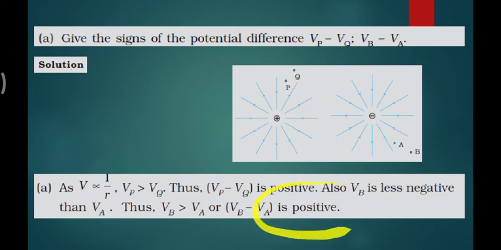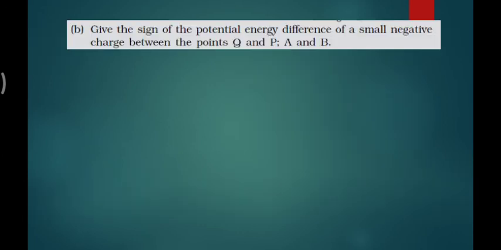This answer should be negative. Error in textbook, this will be negative. Okay, let's go for the B task. Give the sign of potential energy difference of the small negative charge between the point Q and P, and A and B.